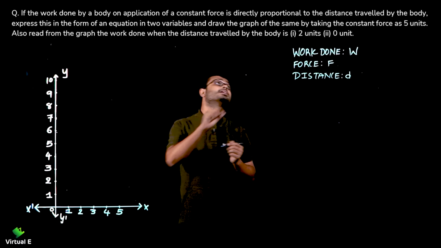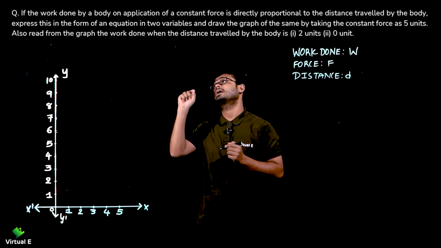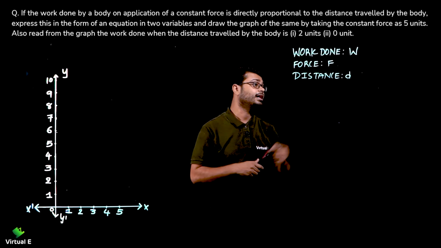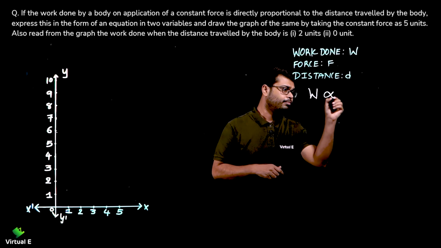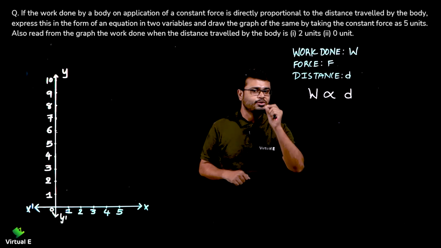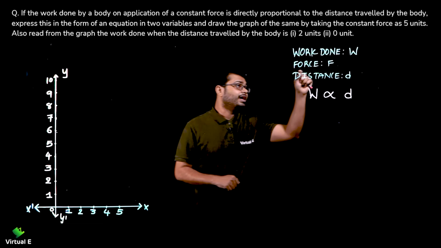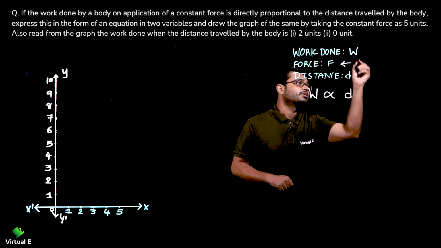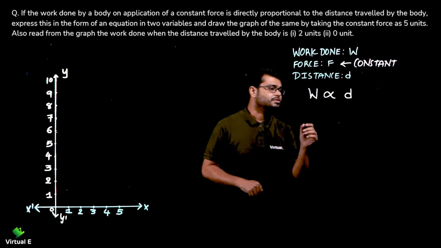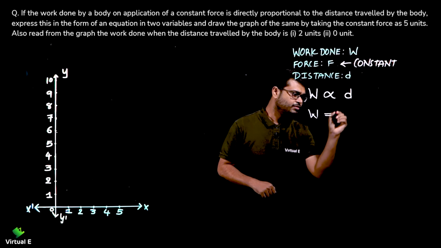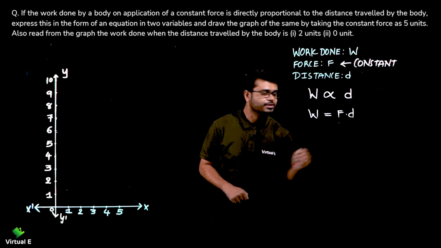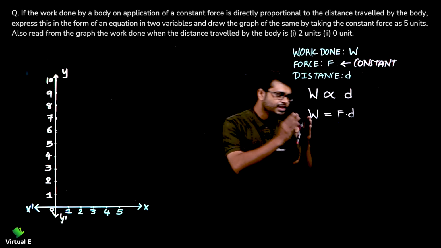Now it is given that work done is directly proportional to the distance. So we will write W proportional to D. If we want to write it in equation form, we need a constant, and we have force here, which is constant. The force is given as constant, so we can write W is equal to F into D. This we have expressed as a linear equation.